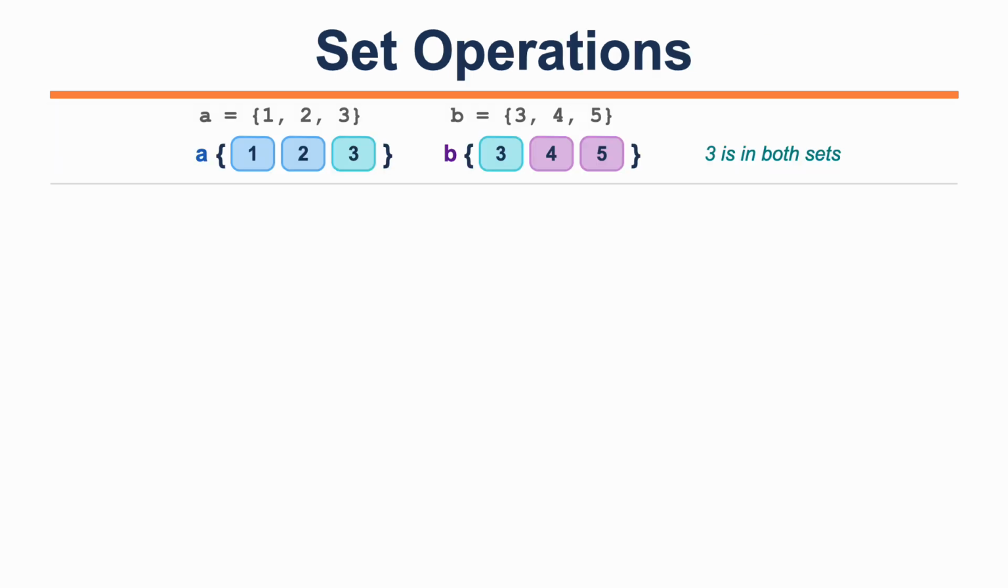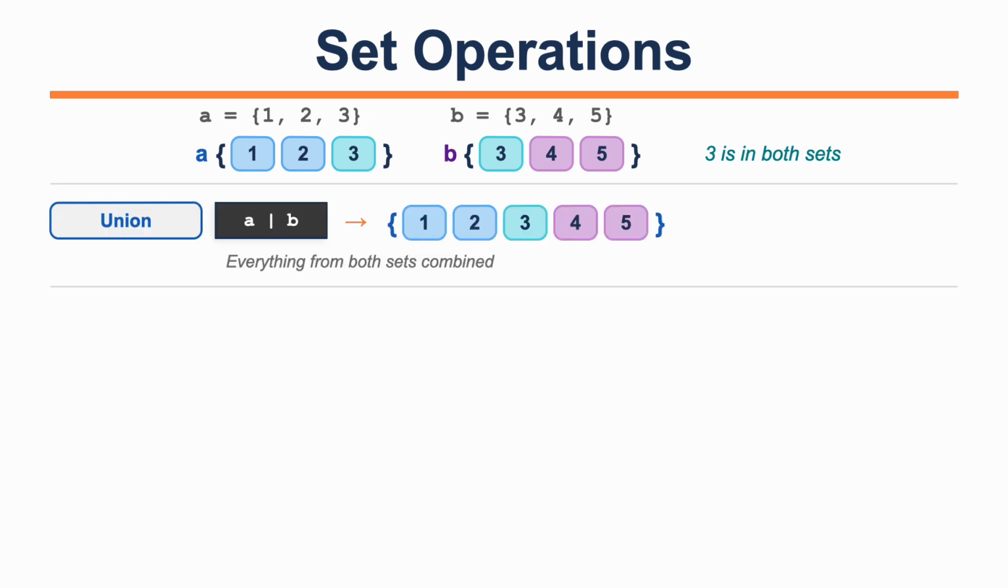We've covered how to create sets and how to modify them. Now let's look at something really powerful. What happens when you have two sets and want to combine or compare them? Sets support 3 operations for this. Let's use 2 sets. Set A contains 1, 2, and 3. Set B contains 3, 4, and 5. Notice that 3 is in both sets. That shared item is key to understanding all 3 operations.